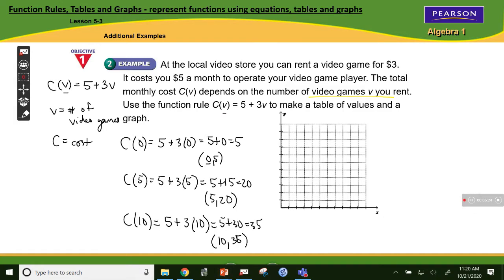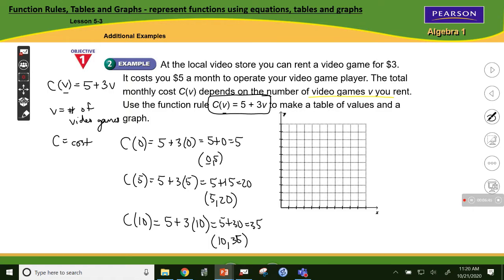So I've chosen my 3 inputs. I only chose 3 again because if I'm comparing this function, C of V equals 5 plus 3V, it looks very similar in its construction to the last one. So just by looking at it, I know it's going to be linear. And to get a line, all you need is 2 points, and I did 3, just to make it a little bit more detailed. So I got my 3 points.